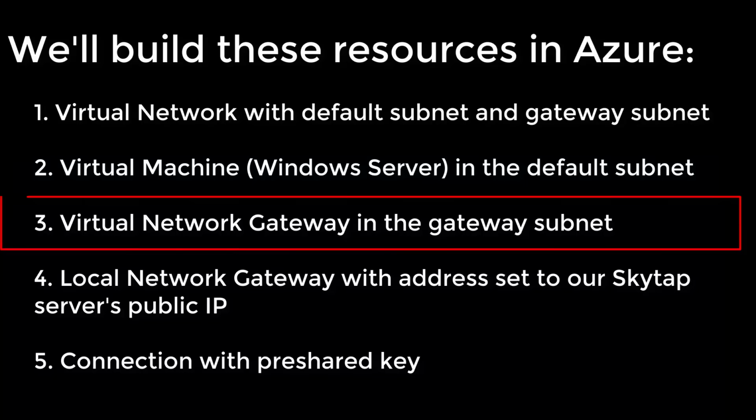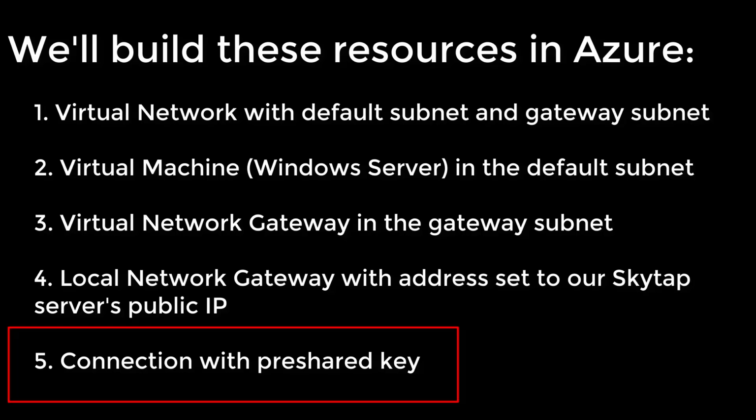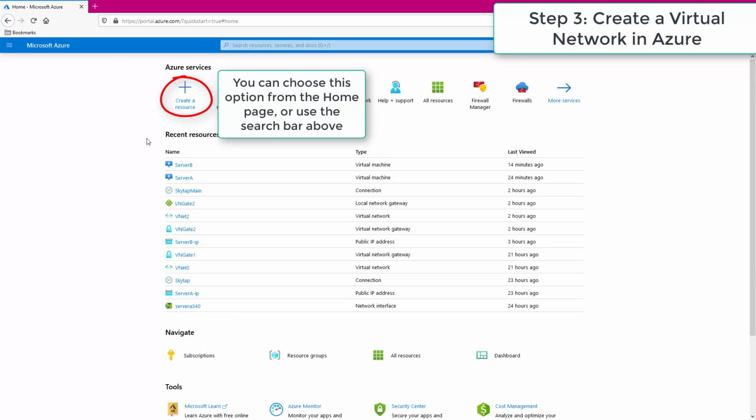We'll also build a virtual gateway in the gateway subnet that also has a public IP that Skytap connects to. And we'll also build a local gateway, which represents the Skytap environment and defines the IP address over there. And we'll create a connection resource, which has the settings and pre-shared key for our connection between Skytap and Azure. If it seems really complicated, don't worry, I'll show you how it's all done, and it should make sense in the end. Now, you first need to create a virtual network in Azure.